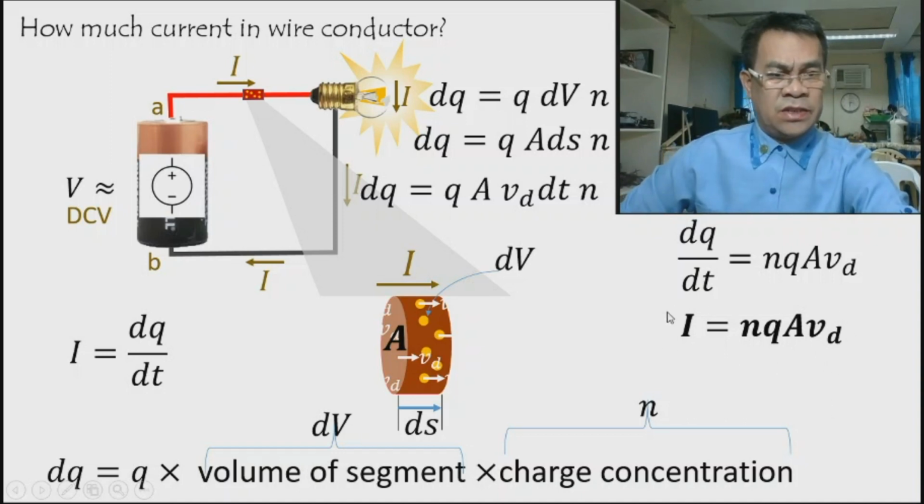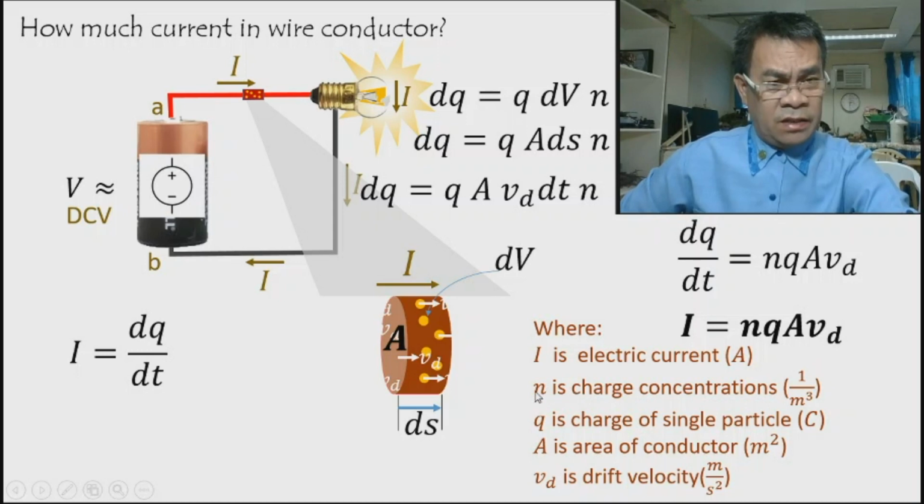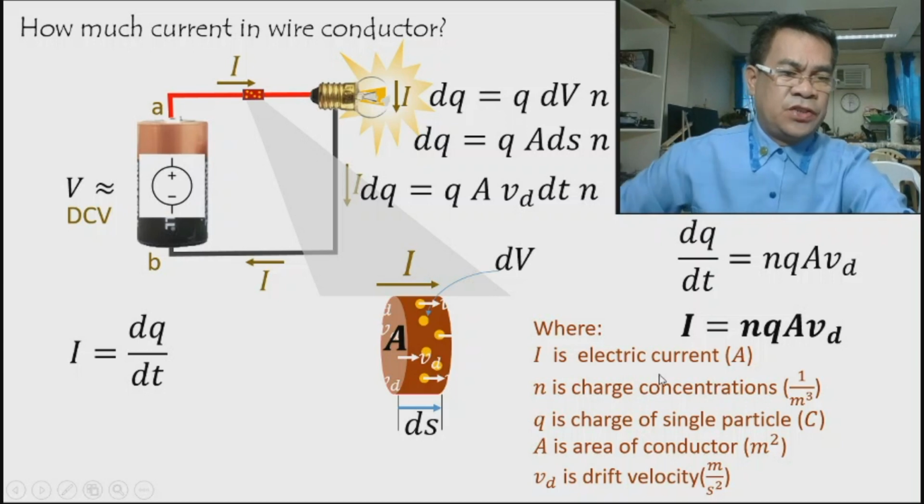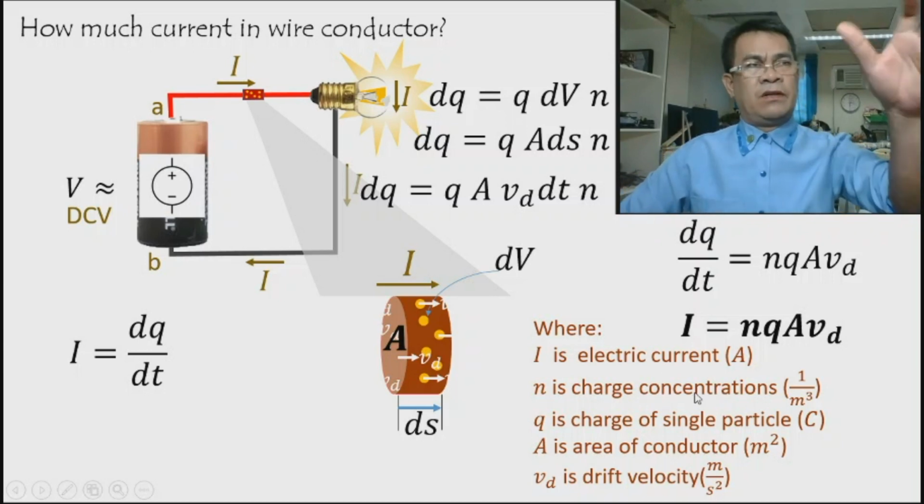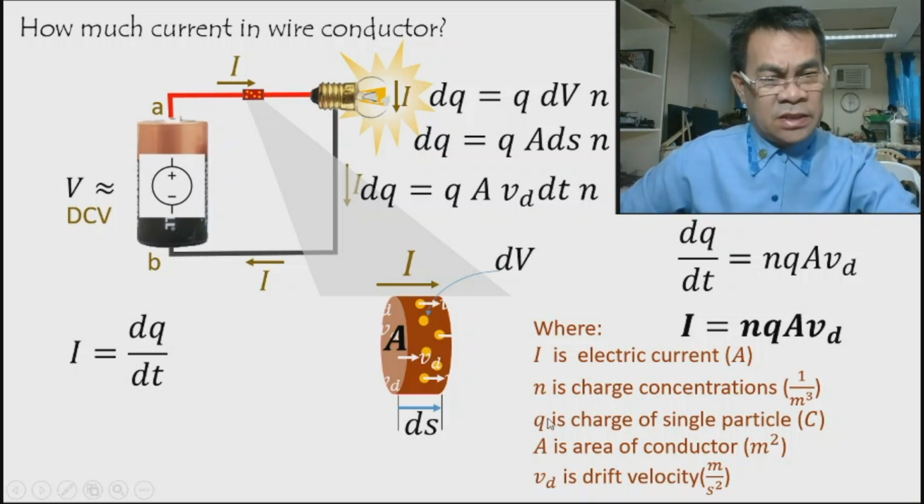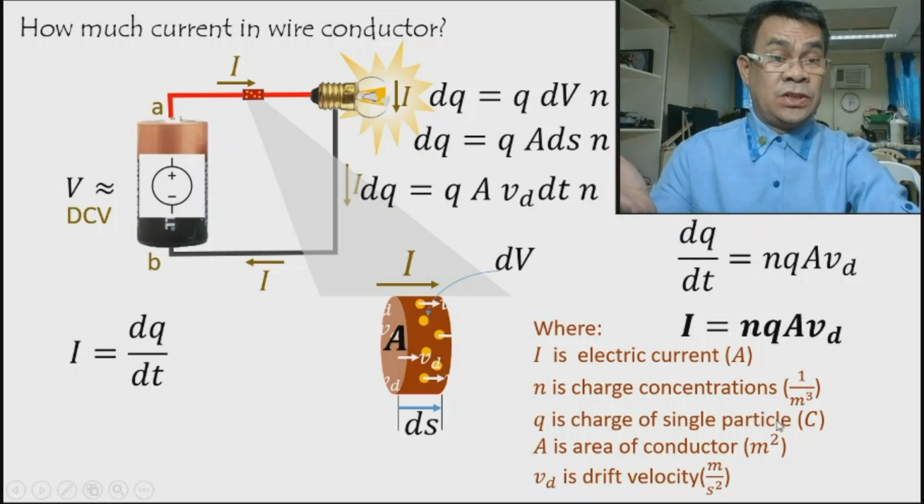So remember this relation. This is a very important relationship. Where I is the electric current, A is the area, and n is the charge concentration, per cubic meter. Take note, look at the unit. n is per cubic meter. There is no unit in the numerator, so this is just per cubic meter. There should be a number, which means it is the number of electrons per cubic meter, but a number has no unit. And the q, take note, is the charge of a single particle. For electrons, it is 1.602 times 10 to the minus 19.